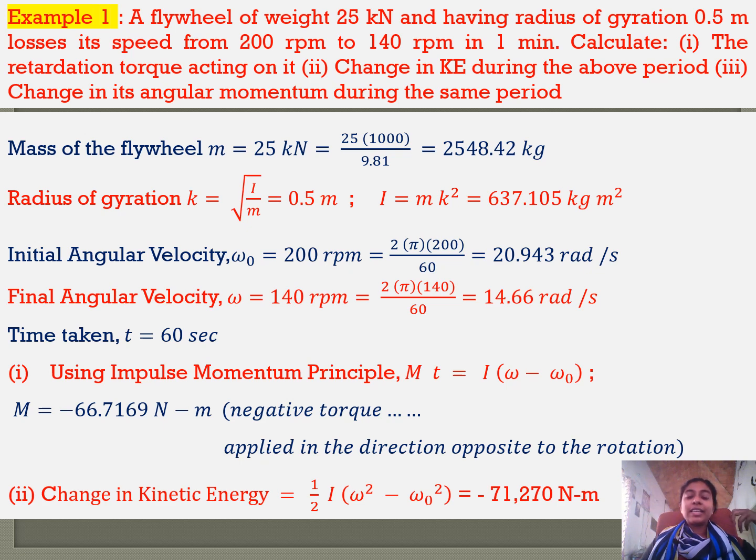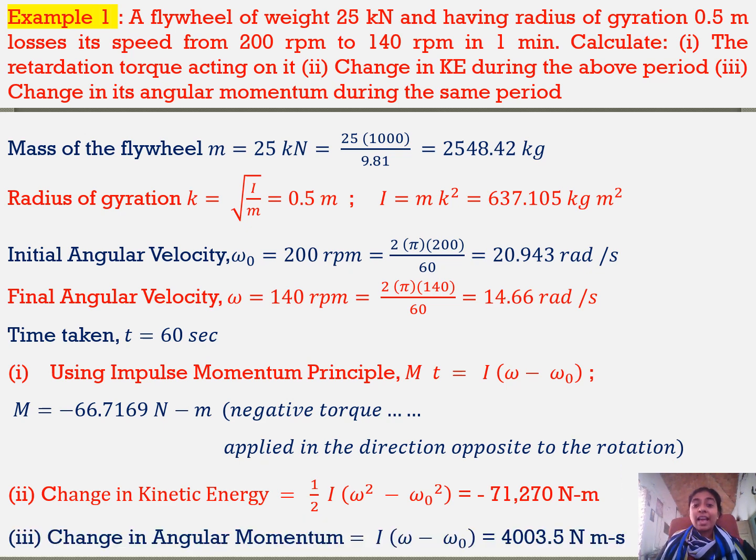Now change in kinetic energy, we know it is half I into omega square minus omega naught square. So substituting the values, we get change in kinetic energy as minus 71.270. Now change in angular momentum, we know angular momentum is I into omega, so change is I into omega minus omega naught. It is 4003.5.